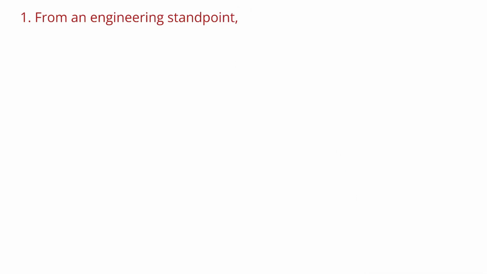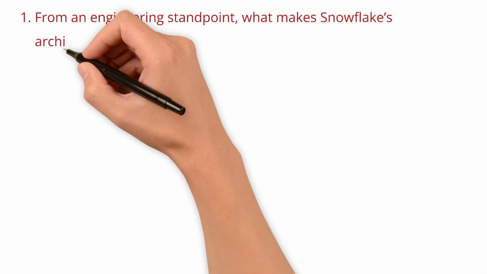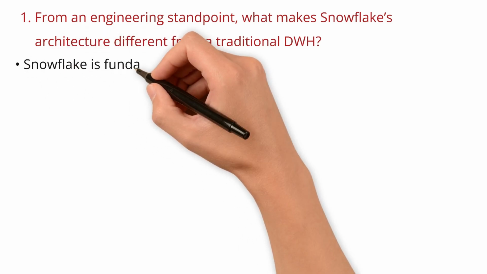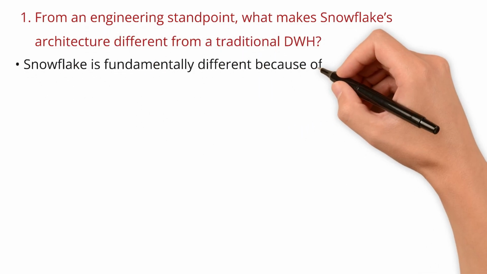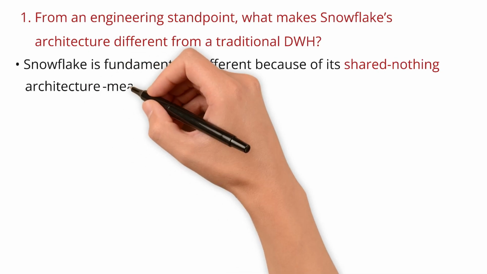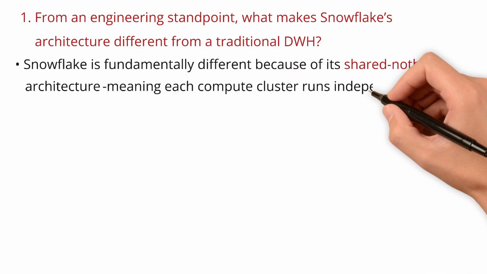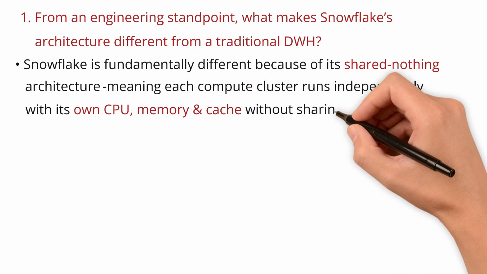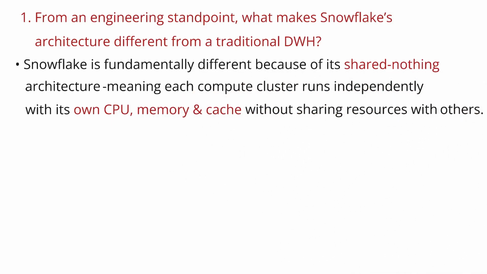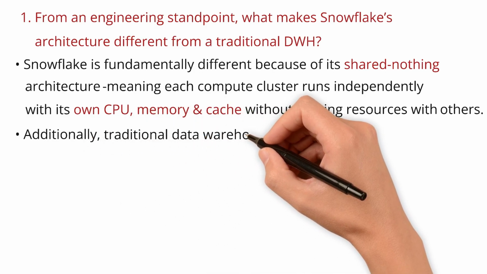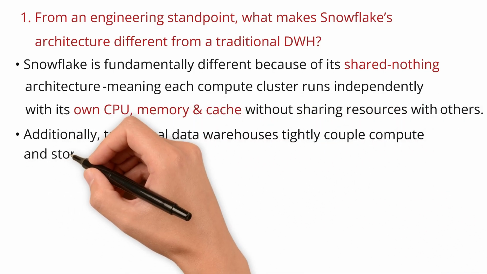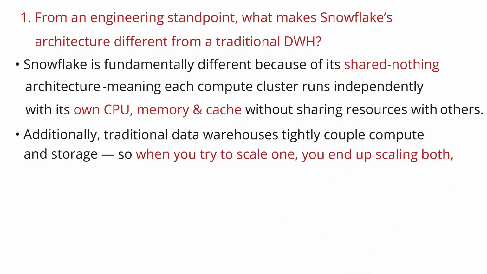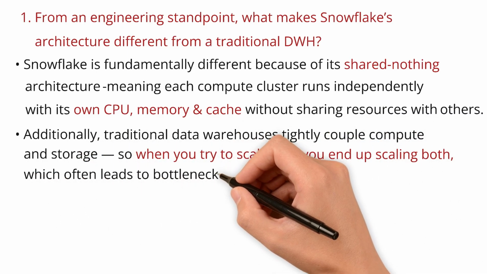From an engineering standpoint, what makes Snowflake's architecture different from traditional data warehouse? Snowflake is fundamentally different because of its shared nothing architecture, meaning each compute cluster runs independently with its own CPU, memory, and cache without sharing resources with others. Additionally, traditional data warehouses tightly couple compute and storage. So when you try to scale one, you end up scaling both, which often leads to bottlenecks and even downtime.